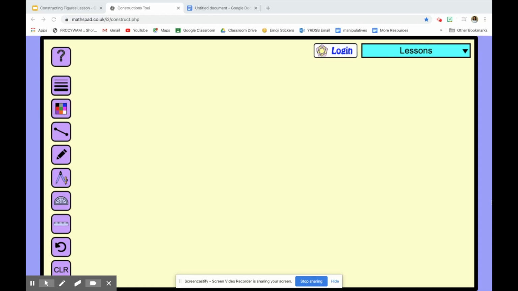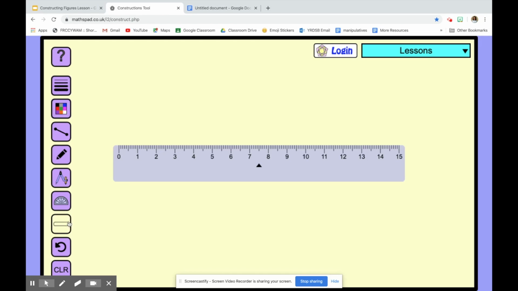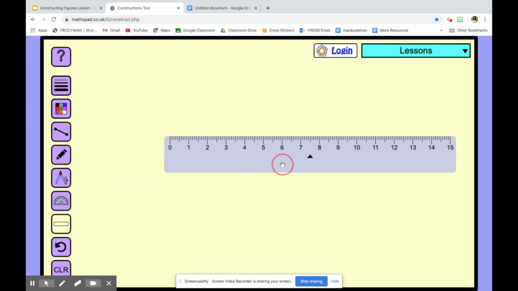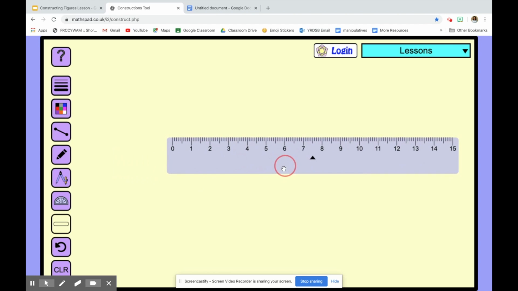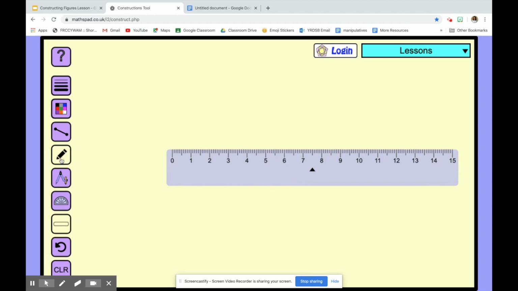Okay, so it's time to start constructing my parallelogram in MathPad. The first step is that I want to use a ruler to draw the base of my parallelogram, which is segment BD. Okay, so segment BD, the measurement is 5 centimeters. It's a good idea to try and create your shape more in the middle of the application so that you're not running out of room on the sides.